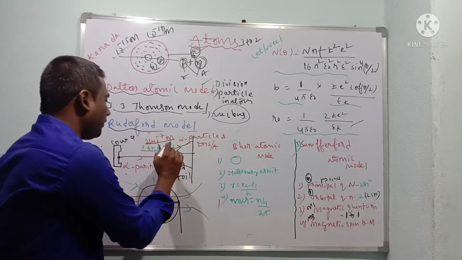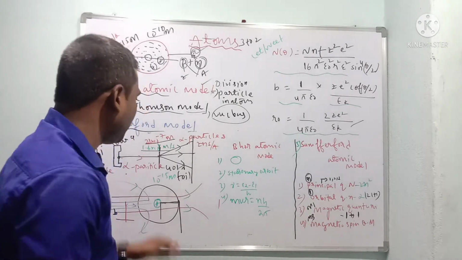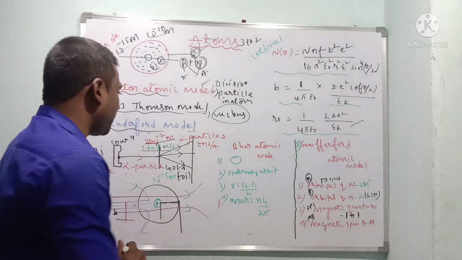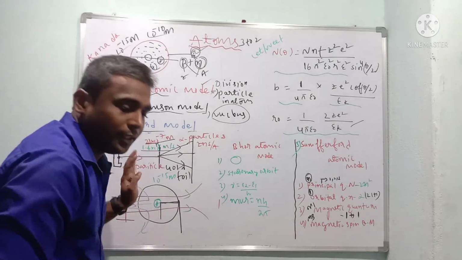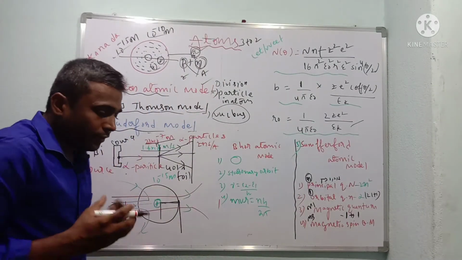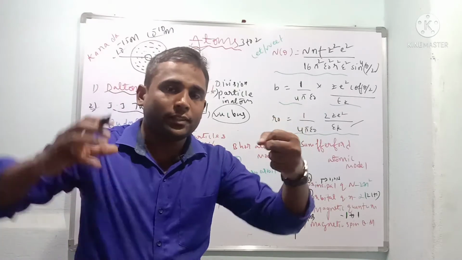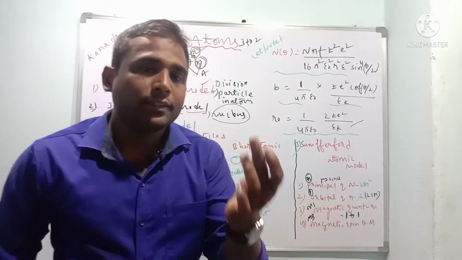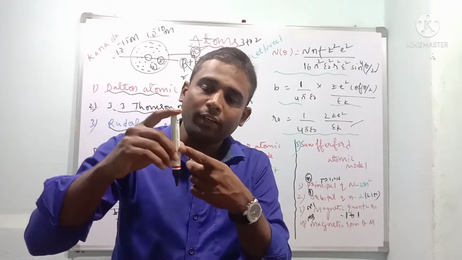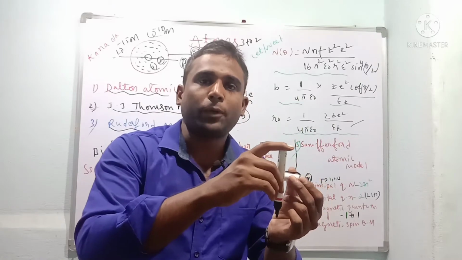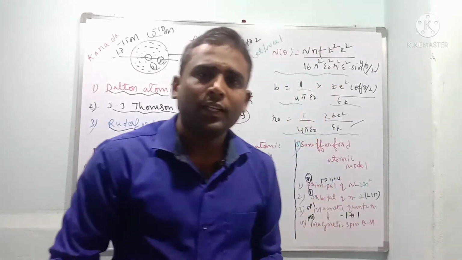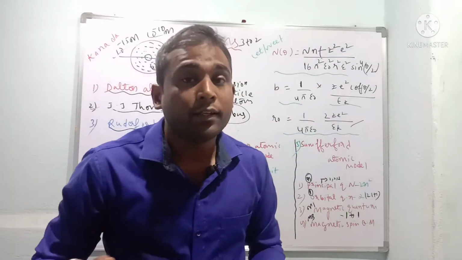Now the particles are moving with a velocity of 1.6 into 10 to the power of 7 meter per second. At that speed alpha particles will be moving. Now what happens here? Alpha particles are the largest particles. Imagine this is the atom and this is the alpha particles. When a large particle collides with a small particle, we think that the small particle will go along with it. But there is a miracle which was observed by Rutherford.